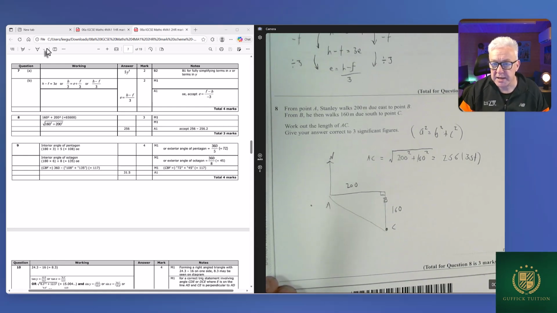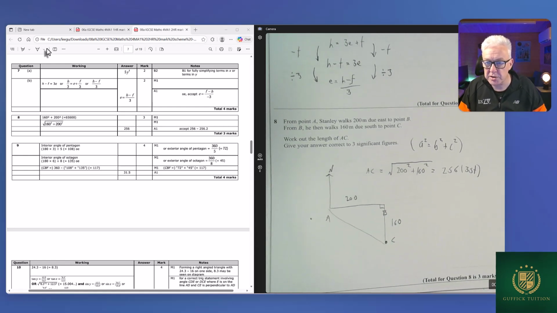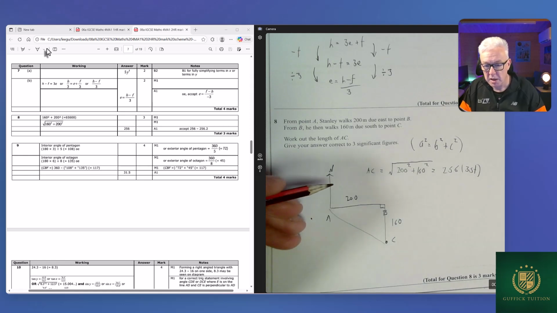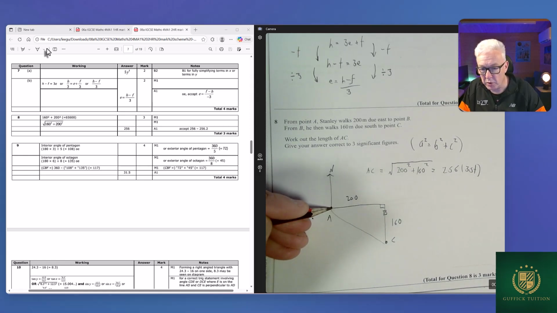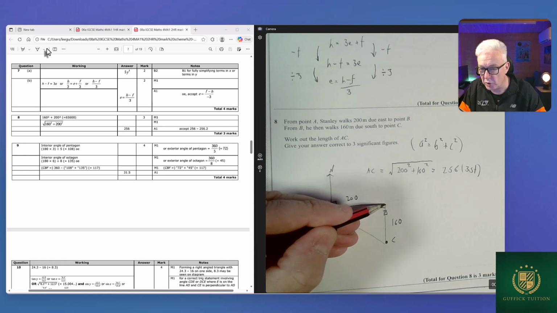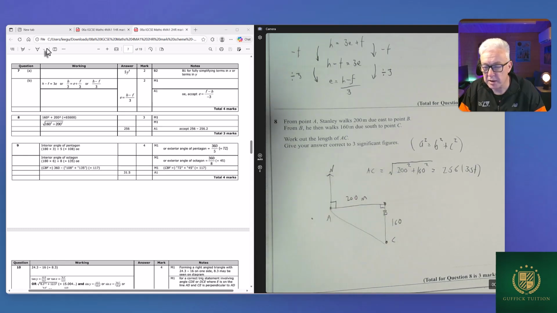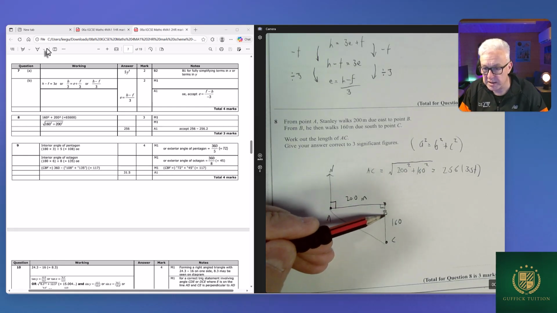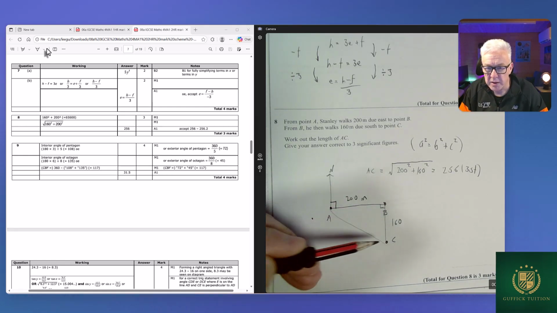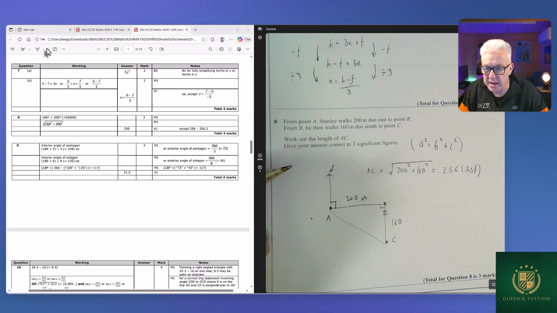Question 8. From point A, Stanley walks 200 meters due east to point B. Okay, so Stanley is here at point A, and he walks 200 meters due east to point B. Okay, so that's like so. He then walks 160 meters due south to point C. Work out the length of AC, giving your answer correct to 3 significant figures.